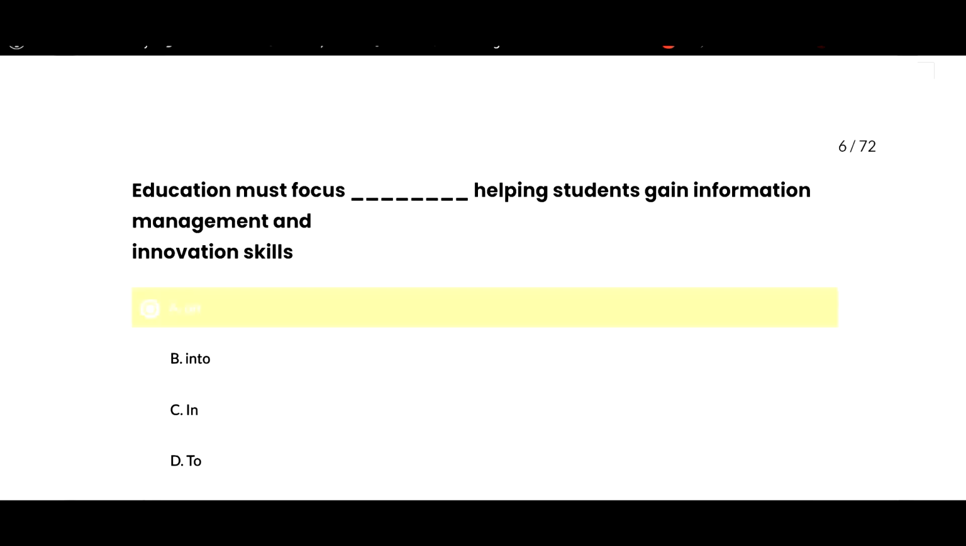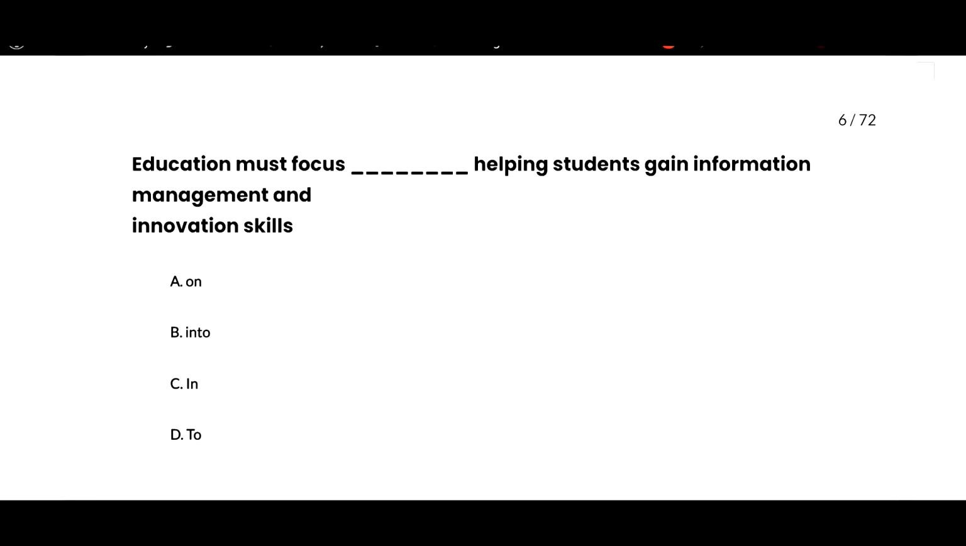The next is: education must focus dash helping students gain information management and innovation skills. The correct word for helping students must be on. Education must focus on helping students gain information management and innovation skills. So here A option is correct.